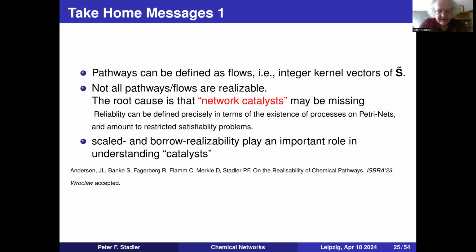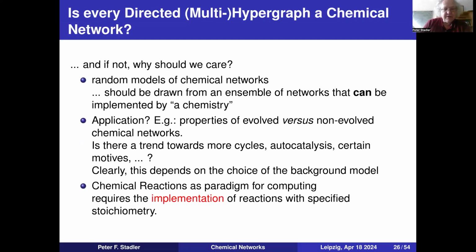Cecil's paper on this stuff was published at the ISPRA, so that came out a few months ago or so. So now I want to switch to the main topic of what I wanted to talk about, and this is this question: are there constraints on the networks that preclude things from being reasonable chemistry?